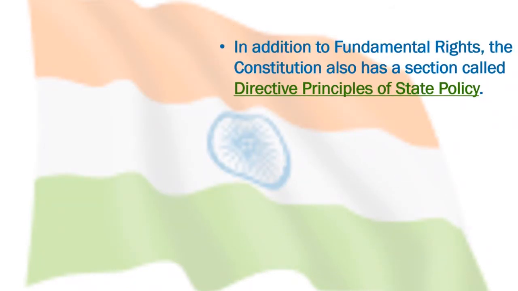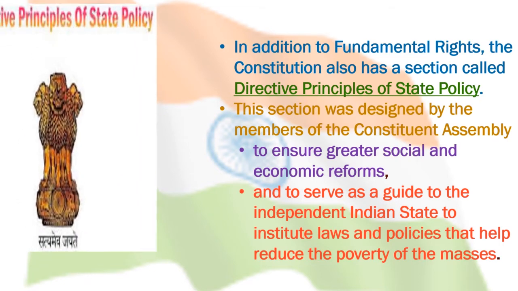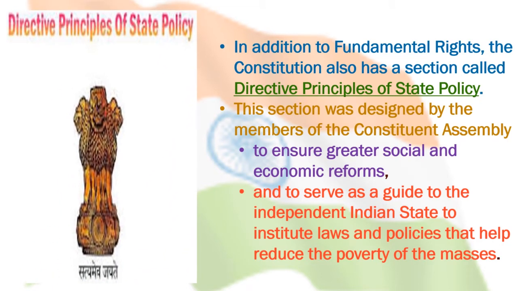In addition to fundamental right, the Constitution has a section called Directive Principles of State Policy. This section was designed by the members of the Constituent Assembly to ensure greater social and economic reforms and to serve as a guide to the independent Indian state to institute laws and policies that help reduce the poverty of masses.